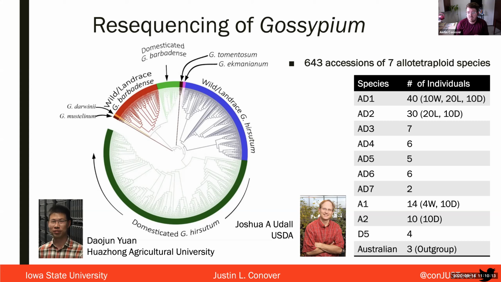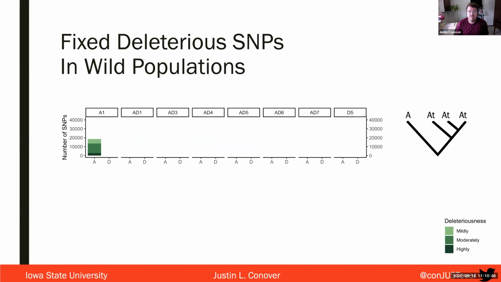And then I've sampled various numbers of AD3 through 7, and then 4 individuals from D5, which is the paternal diploid progenitor, and then 14 and 10 accessions from A1 and A2, which are both equally distant to the A subgenome progenitor. For these methods, I also use some Australian cottons to polarize the SNP calling so we can actually tell what's the derived SNP and what's the ancestral SNP, which really helps elucidate some of the patterns that I'm seeing in some of this data.